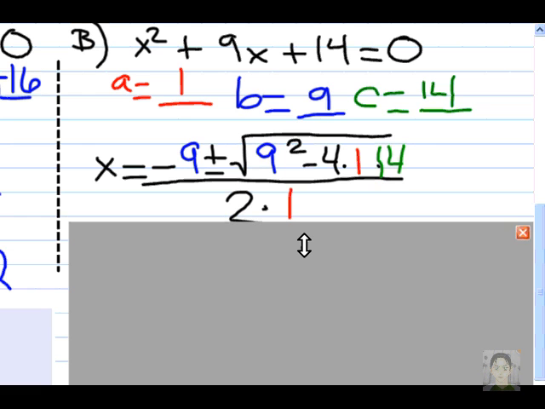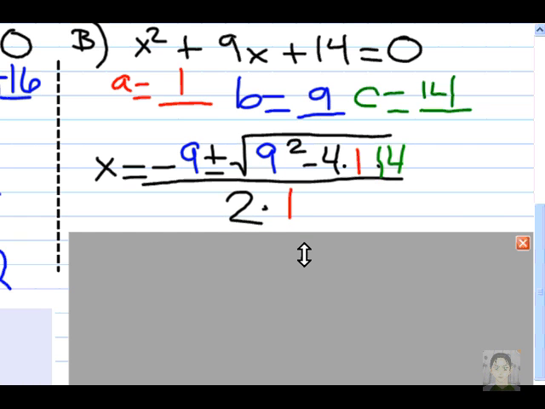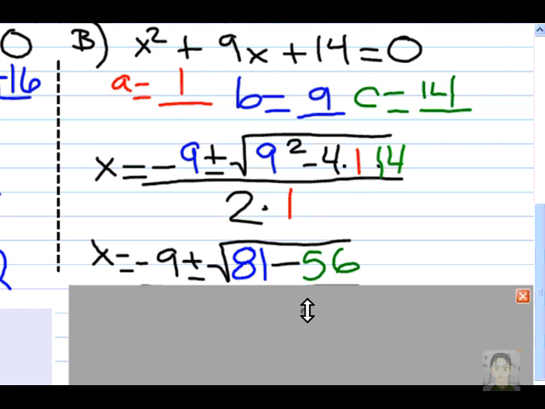Now those values, those numbers, will replace the letters. We put them accordingly in the quadratic formula. The b goes in two places, the a goes in two places, and the c goes in one place only, as you can see in this color coordination.